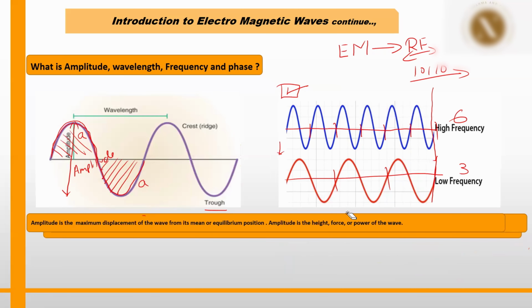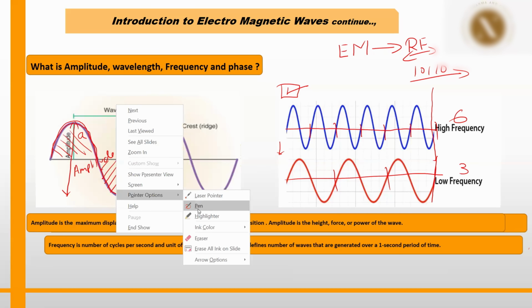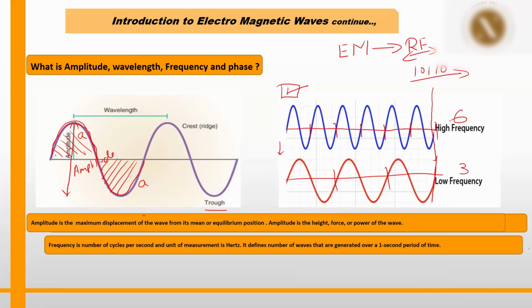Frequency is the number of cycles per second and the unit of measurement is hertz. It defines the number of waves that are generated over 1 second. Yes, the amplitude covers both the upper wave and the lower one here. The amplitude is the one crest, one trough. So that is amplitude, the height of the wave.